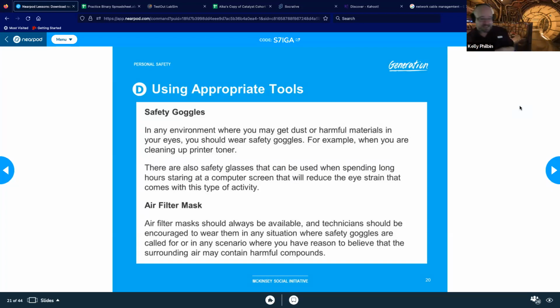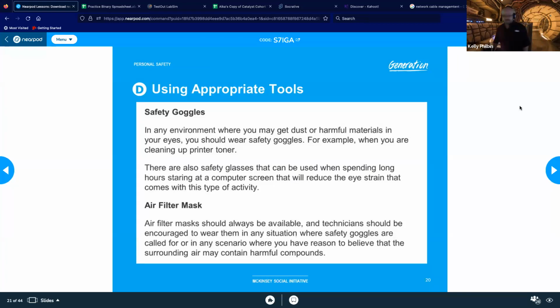Also, if you're going to be doing any kind of cleaning out of the computer, using compressed air and blowing debris out, you want goggles on. You don't want the six-month-old food that is in the keyboard to get blown into your eye. It's kind of disgusting. So take the extra couple of seconds and throw on a pair of safety glasses.